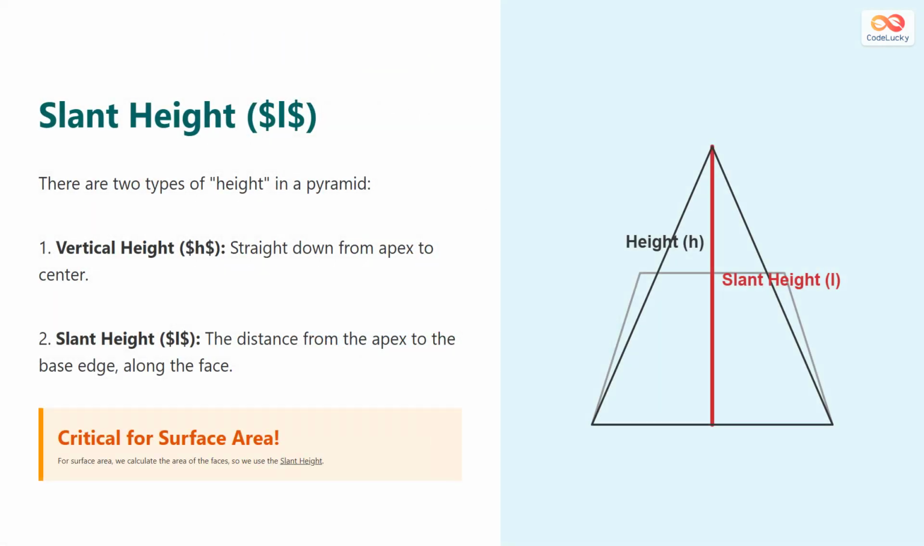This is crucial. Pyramids have 2 heights. The vertical height, h, goes straight down through the center. But for surface area, we need the slant height, represented by a cursive L. The slant height is the distance from the apex down the middle of a face.